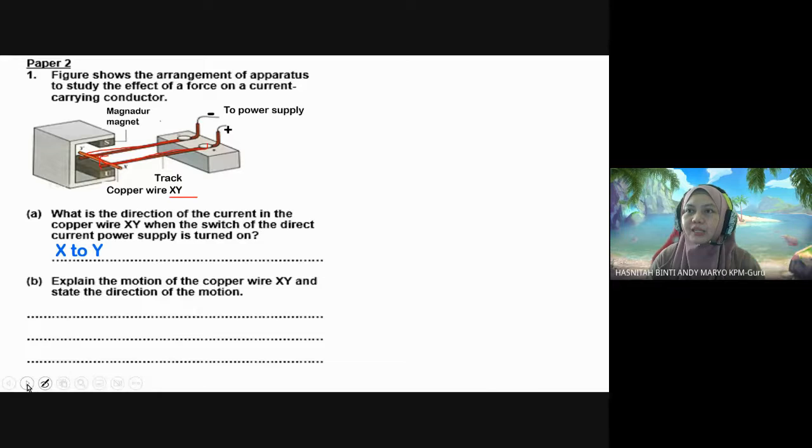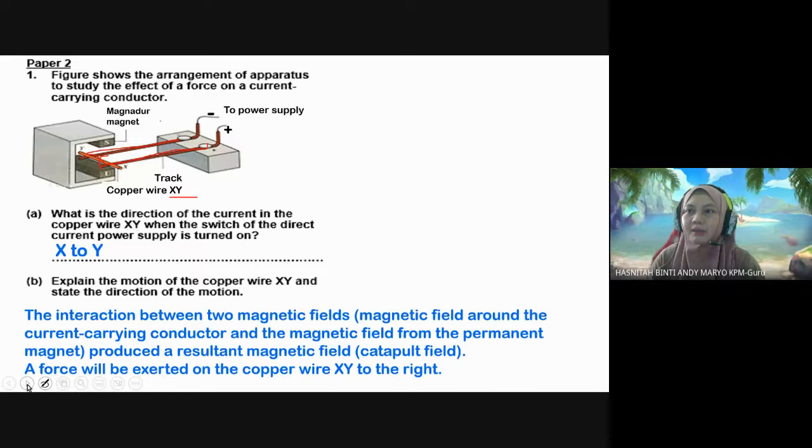How do we explain the motion? You can explain it due to the catapult field. Okay, no problem. So this is the way we explain. I have already shared this slide in your Telegram group. Later you can check from that. I will go a bit faster for this.